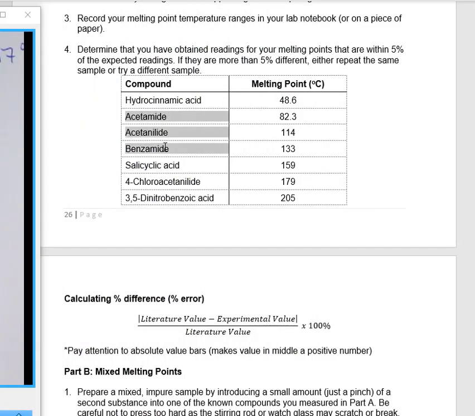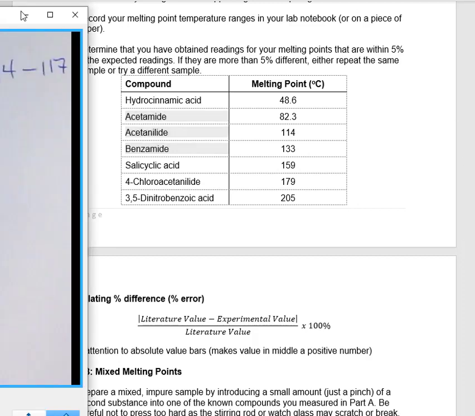So what I'm going to do is I'm actually going to look at these 3, right? The one that has the melting point below it, right at it, and above it, right? So I'm going to have unknown X plus acetamide added in. Sample number 2 would be unknown X plus the acetanilide. And then sample number 3, unknown X plus benzamide.